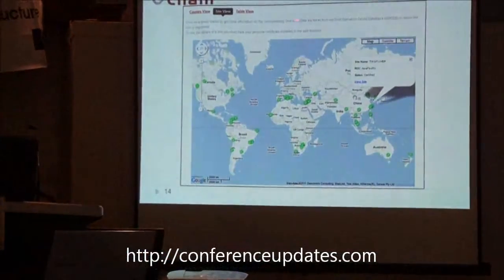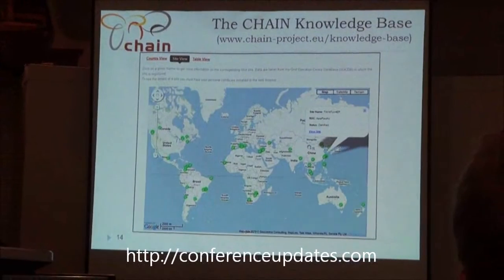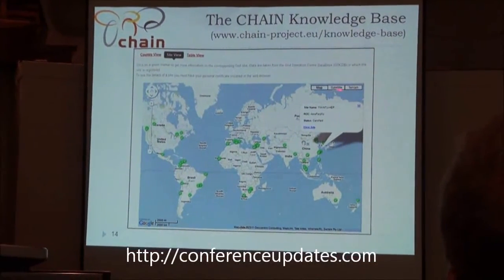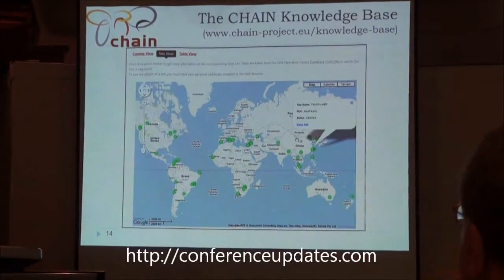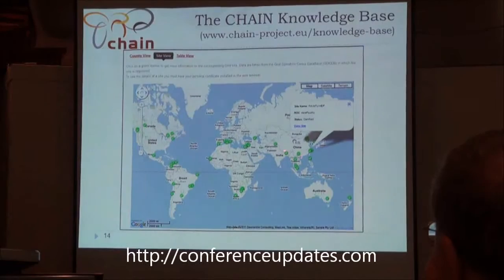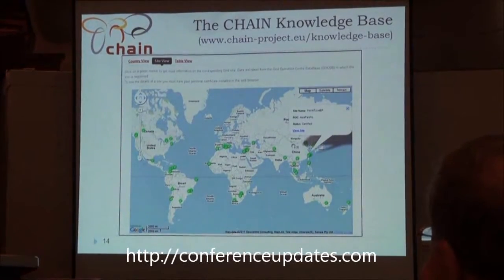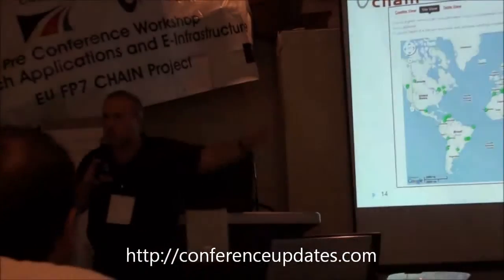Coming back to the knowledge base, the chain knowledge base has three views. The country view, I showed you already. The second view is the site view. Each yellow dot here is a grid site. Of course, we only show grid sites outside Europe, because EGI has its own monitoring system.